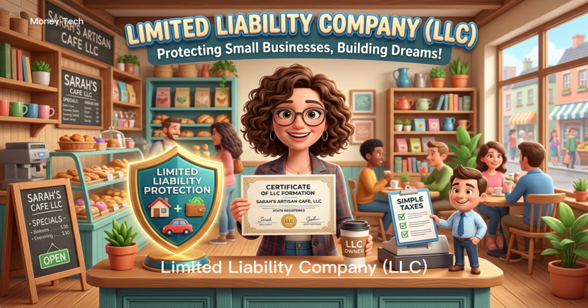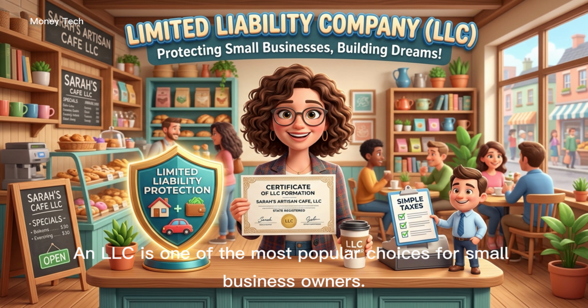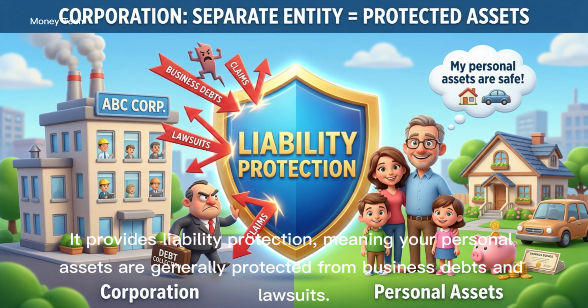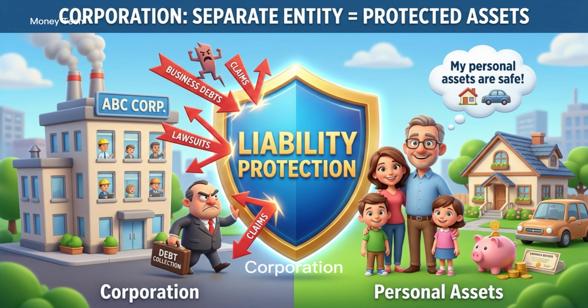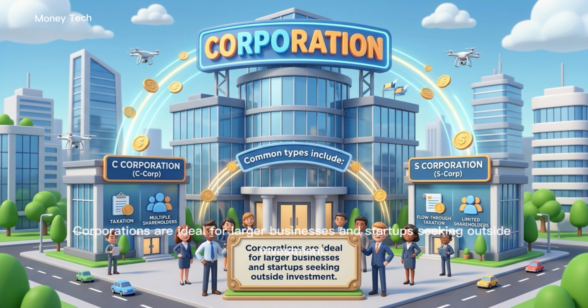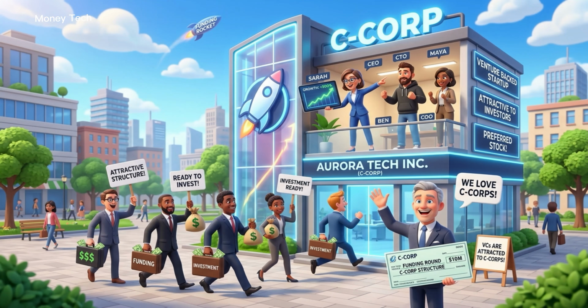Limited liability company, LLC. An LLC is one of the most popular choices for small business owners. It provides liability protection, meaning your personal assets are generally protected from business debts and lawsuits. Corporation. Corporations are ideal for larger businesses and startups seeking outside investment. Common types include C Corporation, C Corp, S Corporation, S Corp. Many venture-backed startups choose the C Corp structure because it is attractive to investors.